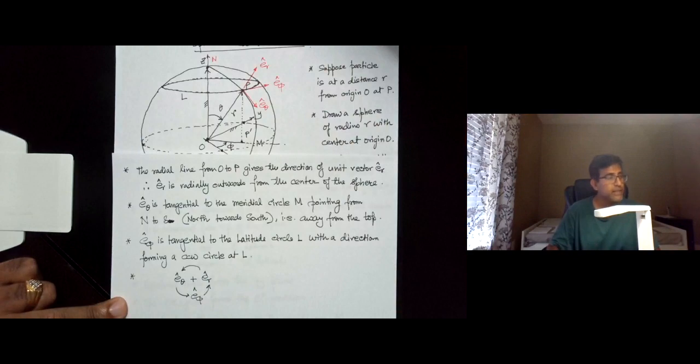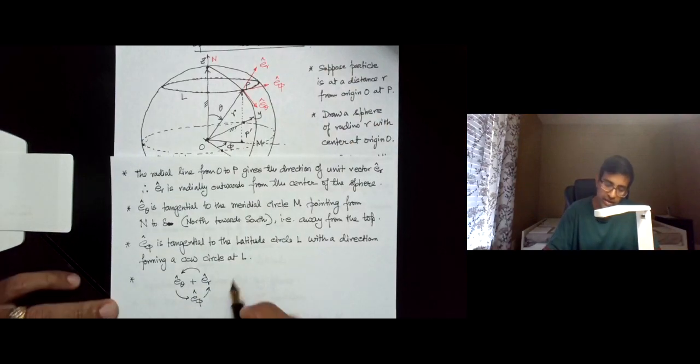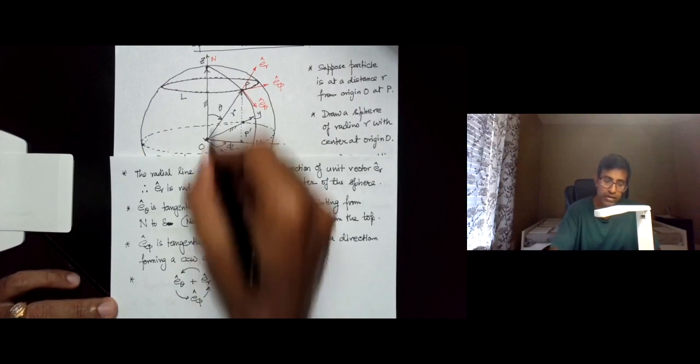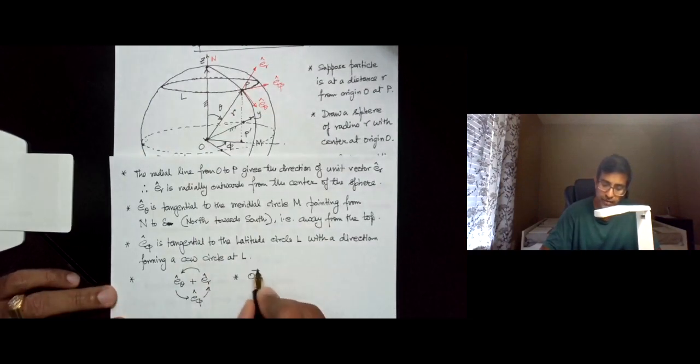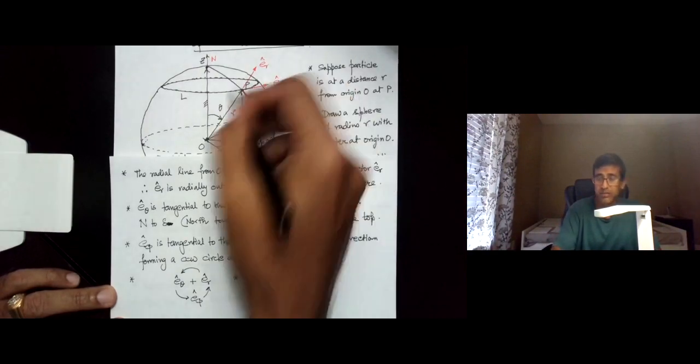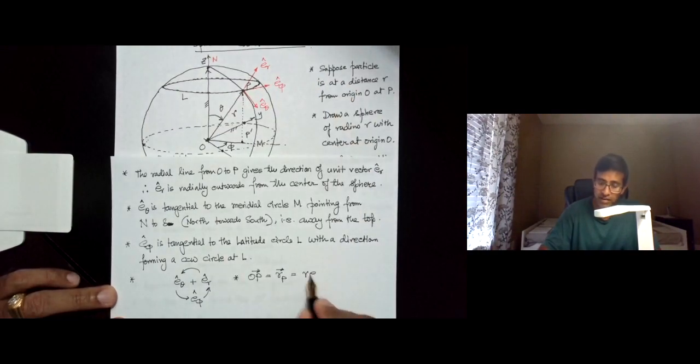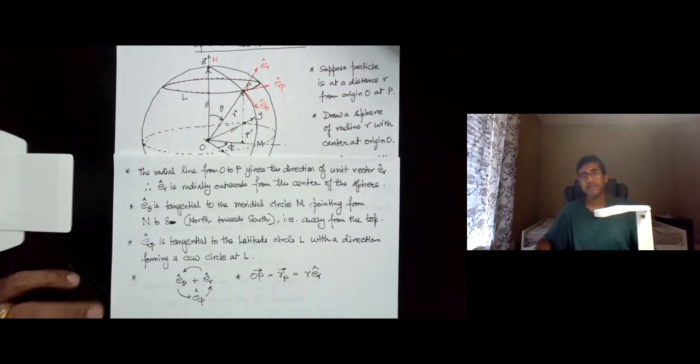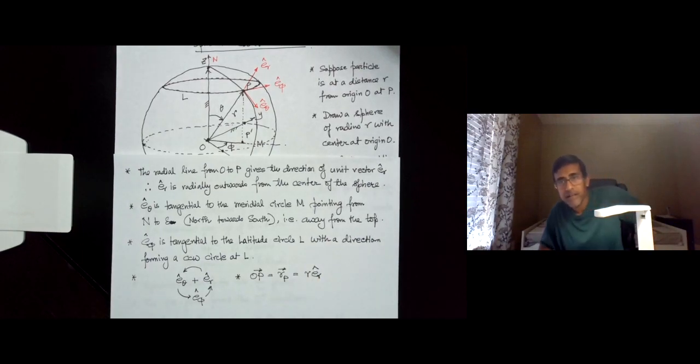So that's the right-handed coordinate system, and in fact you can then see that the position of the point P, so OP, which is the position of P, is expressed using these unit vectors, is just R ER. Right? So that's the position vector of a point which is being expressed using the spherical coordinate frame.